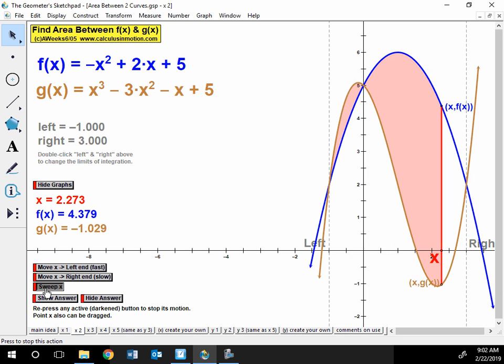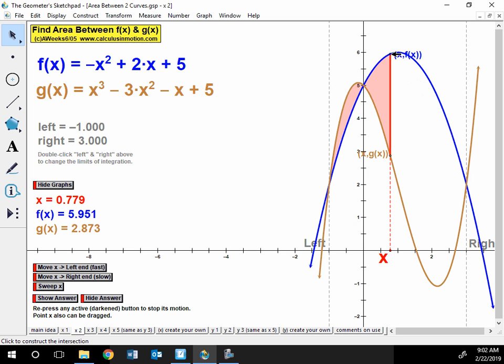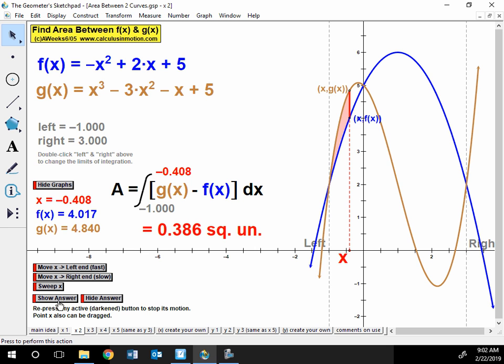So you can see that it changed. Oh, right there. Okay, so here for this chunk, my f of x is on top, whereas my g of x is in the bottom. But for that first chunk, my g of x was on top, f of x is on the bottom. So it just simply means that we have to split up into two integrals. Our integral here would be g of x minus f of x, and then our integral here would be f of x minus g of x. So for our first chunk there, we have that.